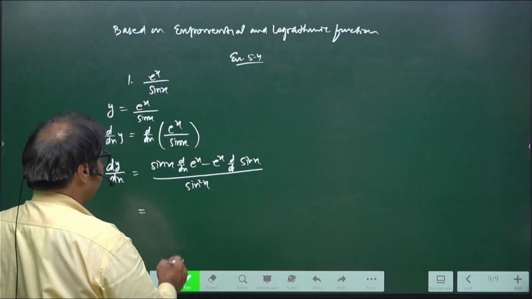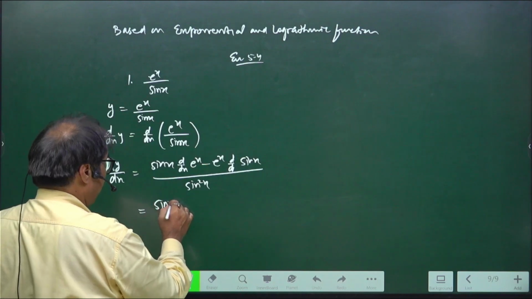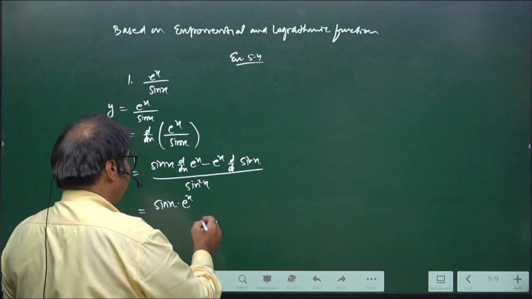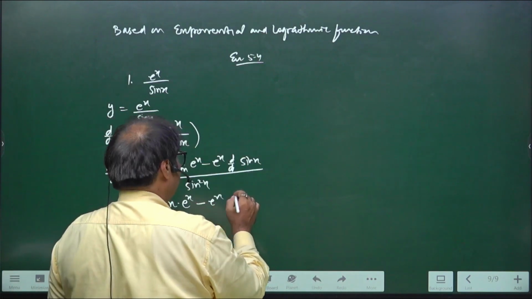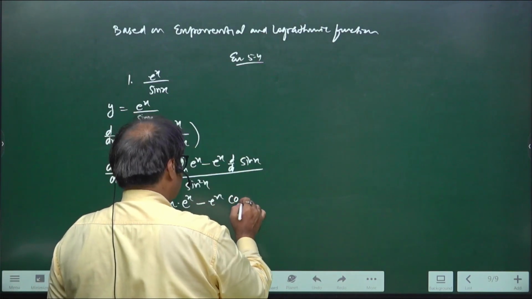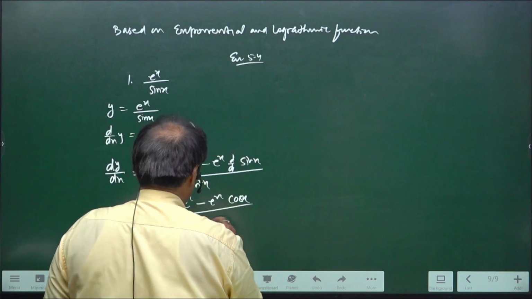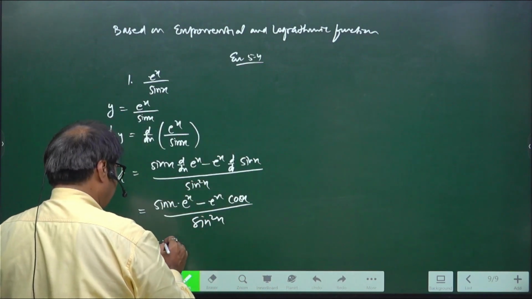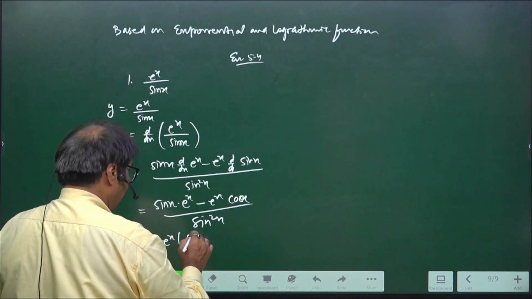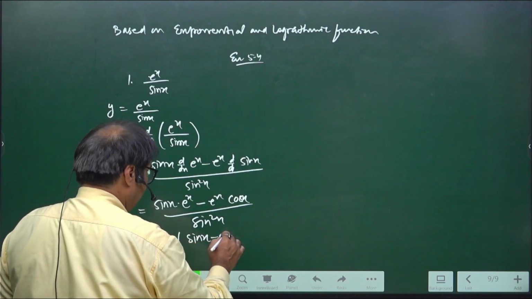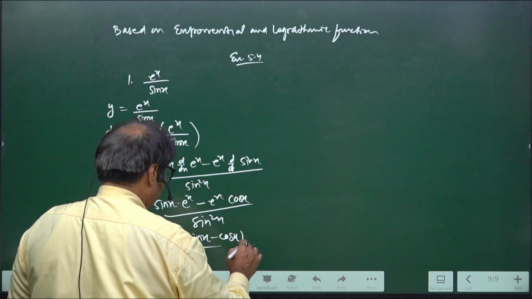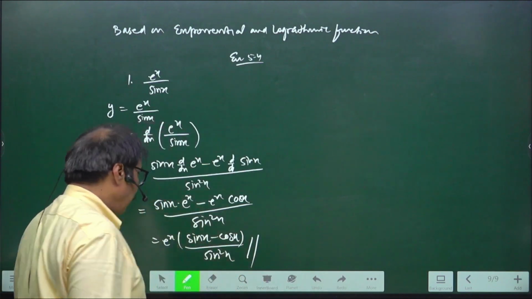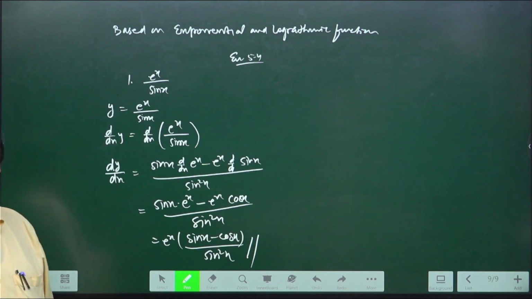So this is sin x into the derivative of e to the power x, which remains the same, e to the power x, and minus e to the power x and the derivative of sin x, cos x, and divided by sin square x. So at most we can take e to the power x as common. So what is left? Sin x minus cos x divided by sin square x. So we can leave it up to here.